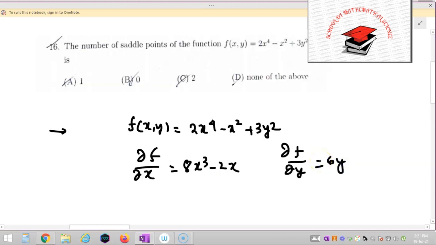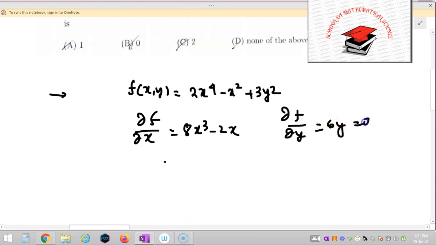So yeah, just a second, let me see it again. 8x cube minus 2x. Okay students, so yeah, 8x cube minus 2x and 6y. So this is equal to 0. Del f del y is equal to 0 where y equal to 0, and this equal to 0, so 4x cube minus x is equal to 0, right students?